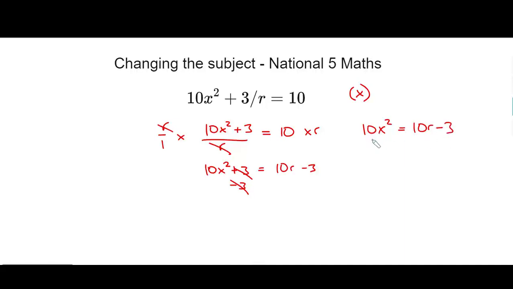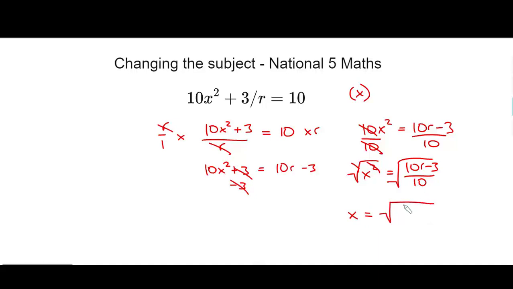We want to get rid of the 10 first to get us x squared. If we divide by 10, that gets rid of the 10, and we divide by 10 on this side. That means x squared is equal to 10r minus 3, divided by 10. We want x, not x squared. If we take the square root of this side, that cancels the square. We've also got to take the square root of this side. So x is equal to the square root of 10r minus 3, divided by 10.